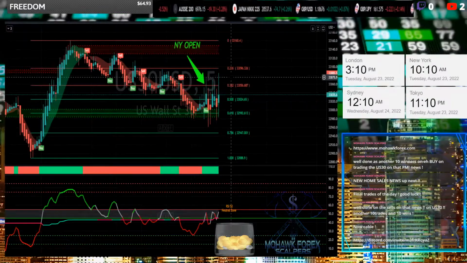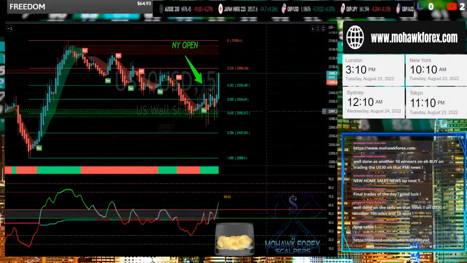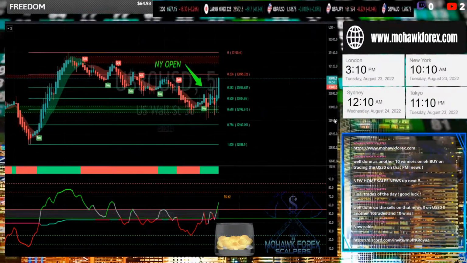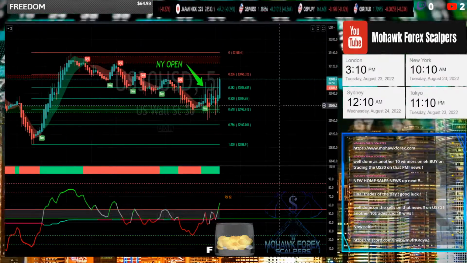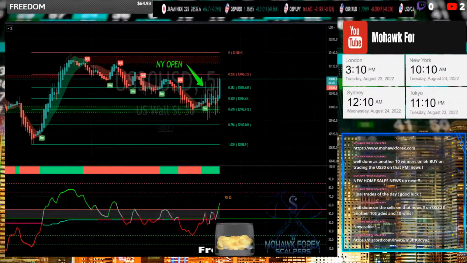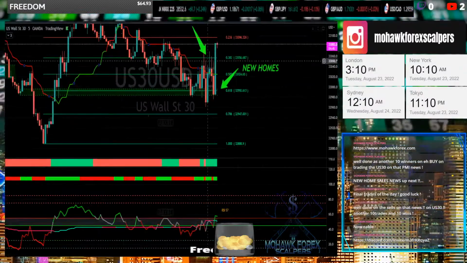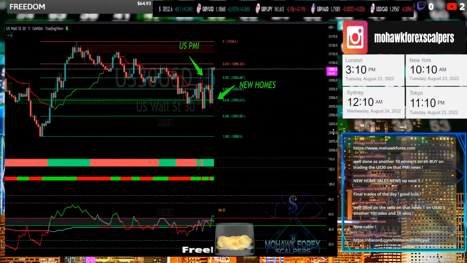There we go. There it is. Look at that. There's the break. That's what you want. Price pushing back. If we look on normal candles, there you go. Look at that, what a move.